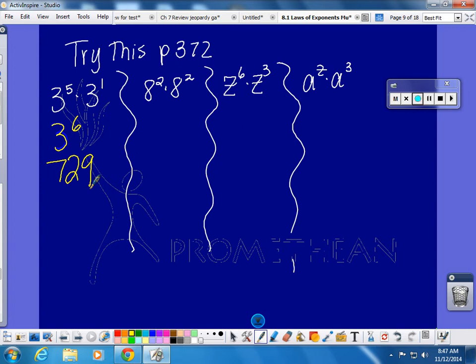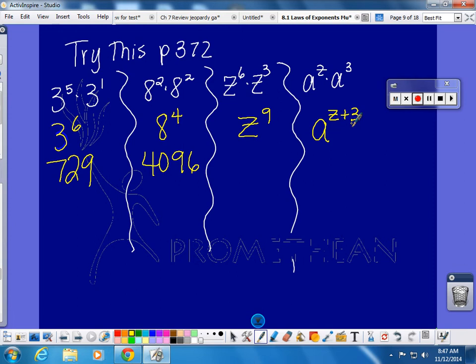All right, what about 8 squared times 8 squared? It would be 8 to the 4th, which simplifies to 4,096. 4,096? Is that what you said? Do y'all agree? All right, z to the 6th times z to the 3rd. Z to the 9th. Can't go any further than that because I don't know what z is. And then a to the z power times a to the 3rd. A to the z plus 3. You guys agree?